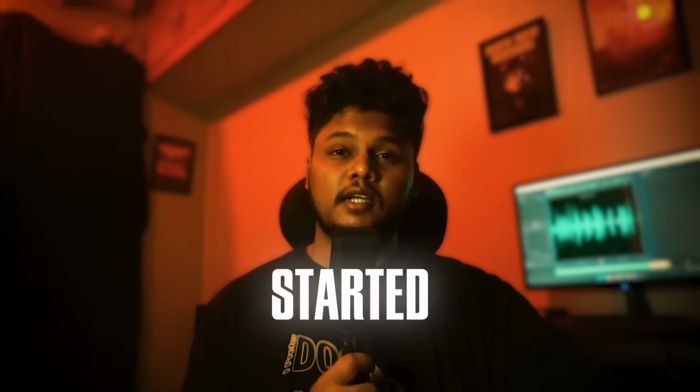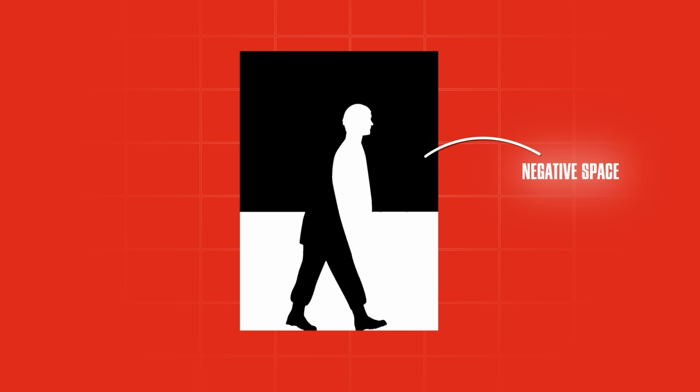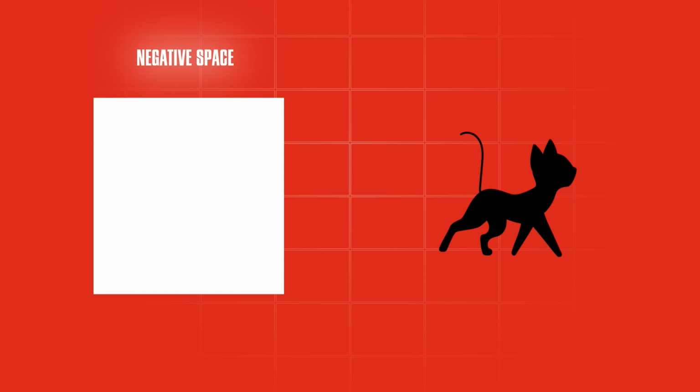Alright then, let's get started. There are two types of space, negative and positive space. For example, we have a plain layout and we are adding an object. This background space around the object is negative and the main object added would be positive.